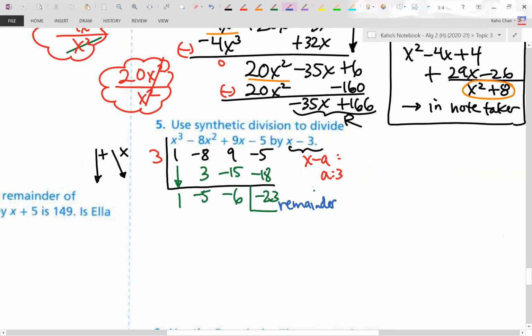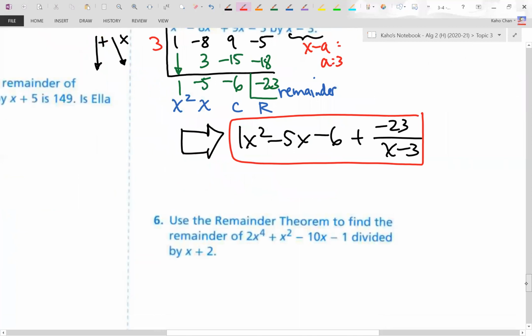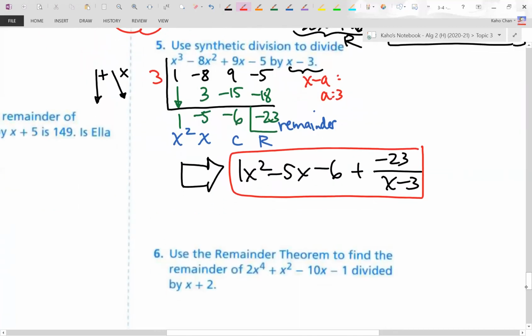And then I'm going to reproduce the actual polynomial, the depressed polynomial, go from left to right. So the remainder, constant x, x squared, and that'll give me my final polynomial, which is the quotient of 1x squared minus 5x minus 6 plus my remainder over my original divisor x minus 3. Yay. Whew, long section. Let's go on. Any questions about number 5?